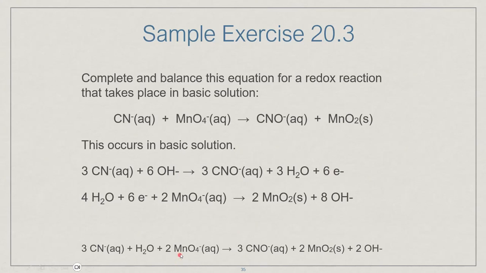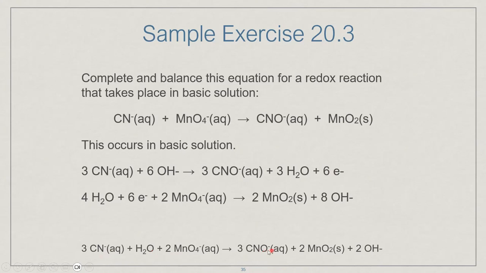But if we look at everything else, 2 manganese, 3 carbons, 3 nitrogens, 2 hydrogens, and then with the oxygen, we've got 1 oxygen plus 8, giving us 9. We've got 2 plus 4, giving us 6, plus 3 more, giving us 9. So we've balanced the mass. And if we look at the charge, -1, but we've got 2 of them, gives us -2. Plus -3 gives us -5 overall.